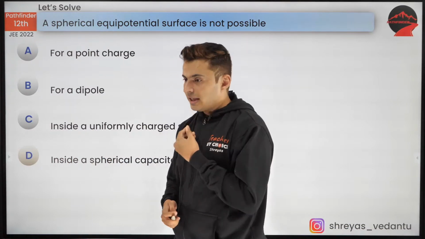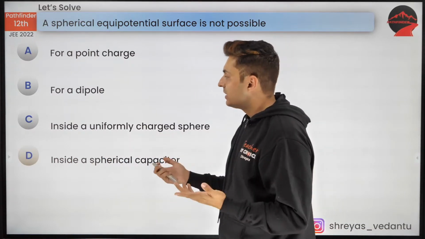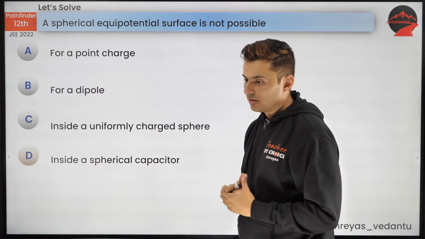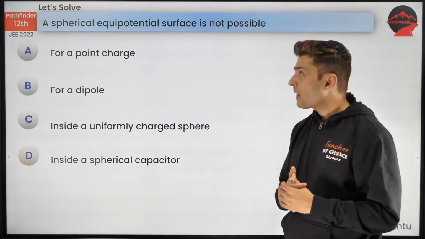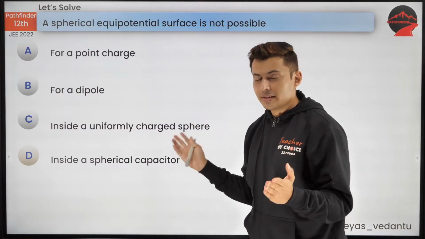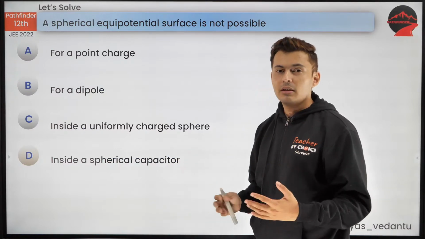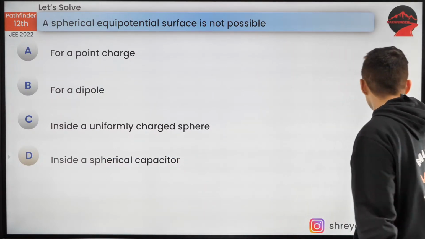Okay. A, B, C or D. Come on. All my warriors, think. Which of the following scenarios will not give you a spherical surface?